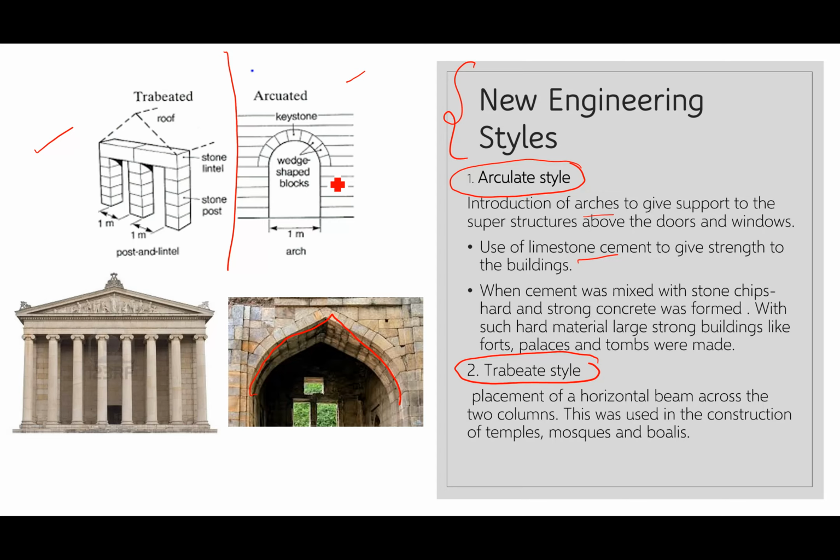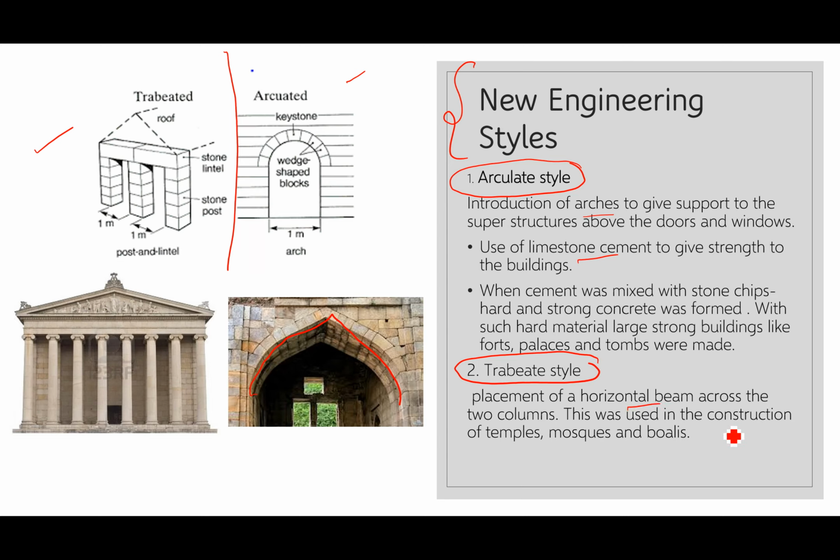So this is something like an arcuate style, where you have the arches, right? And you also have the wedge-shaped blocks, or what you call the bricks, right? So this is called the arcuate. The other is your trabeated, right? This is placement of a horizontal beam across the two columns.